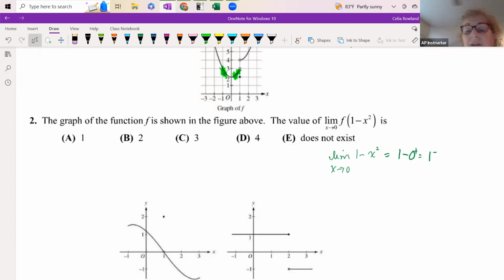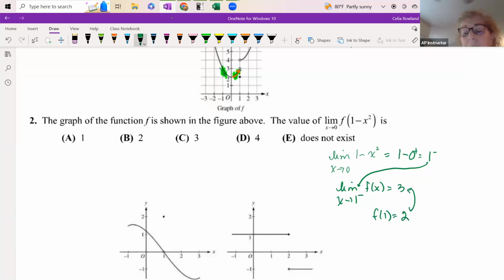Now I want to look at what's the limit as x is approaching 1 from the left. So I will take this answer and put it into my new limit of f of x. And 1 from the left is going to 3. So that's looking at, let's put a little orange in here. As I'm approaching this guy right here, I'm approaching 3. Remember, this is not the same as saying, what is f of 1, which happens to be 2. These are not the same thing.